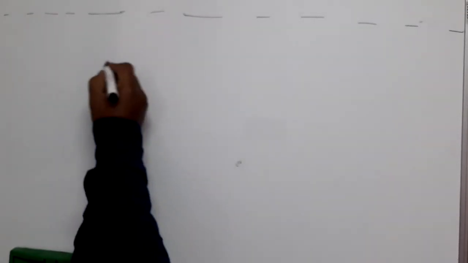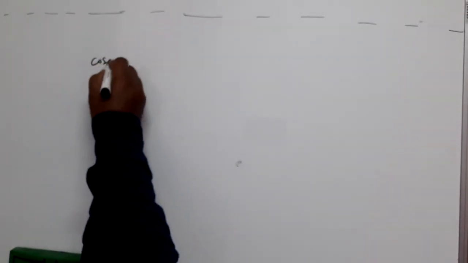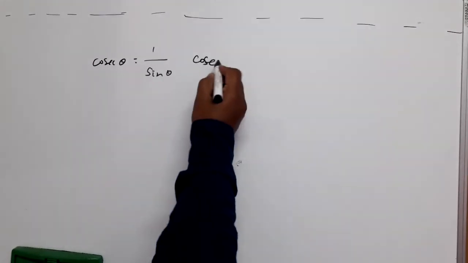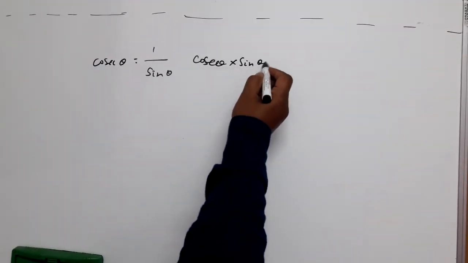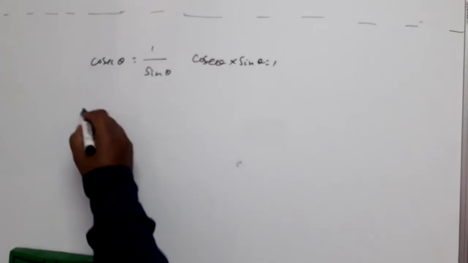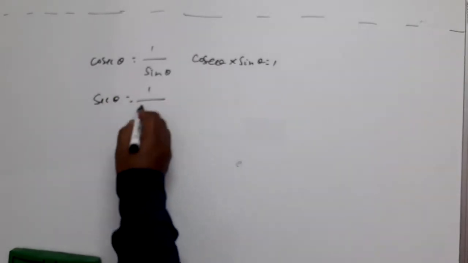Yes, friends, let us see some basics of trigonometric identities. We know cosecant theta is 1 by sin theta, right? Reciprocal of sin theta is cosecant theta. From this, can I write like this? Cosecant theta multiplied by sin theta is equal to 1? Yes. In the same way, tell me what is the secant theta? That is 1 by cos theta. So can I write from this secant theta multiplied by cos theta is equal to 1?